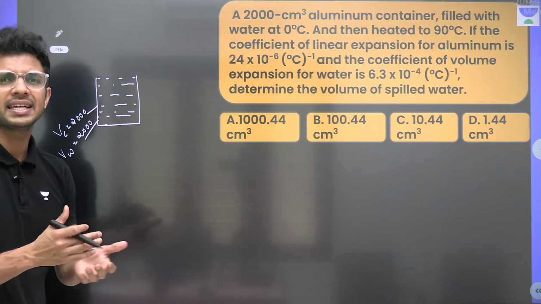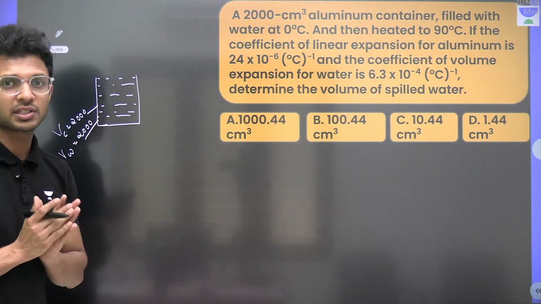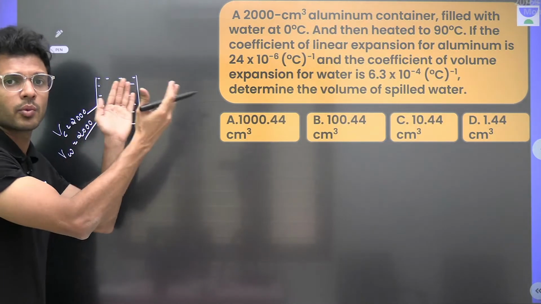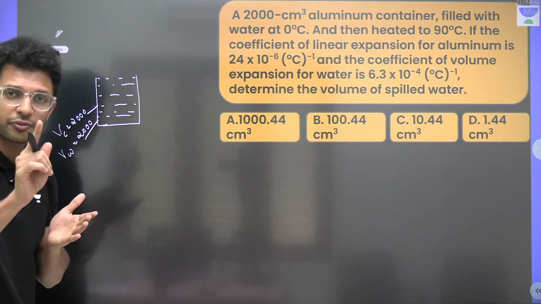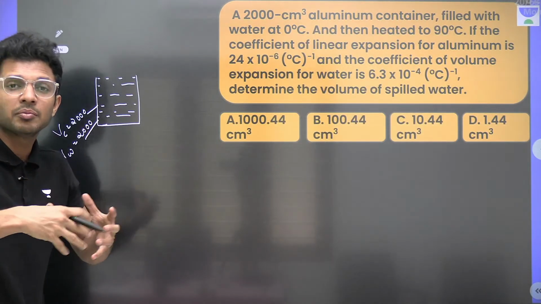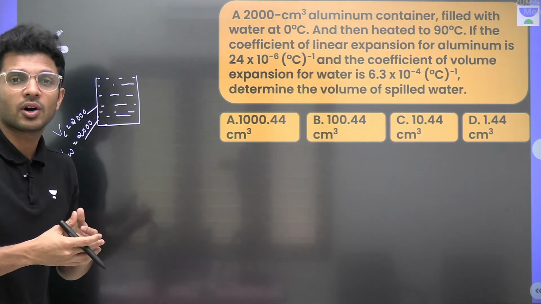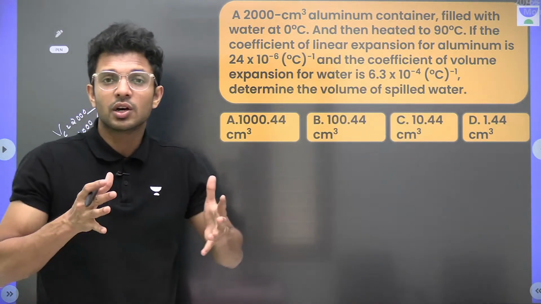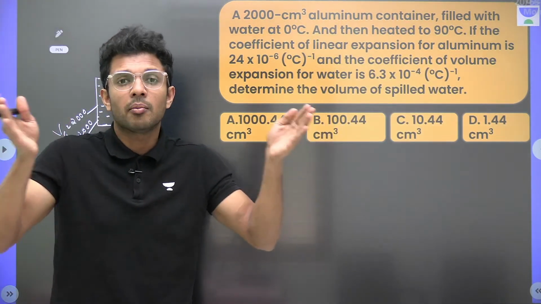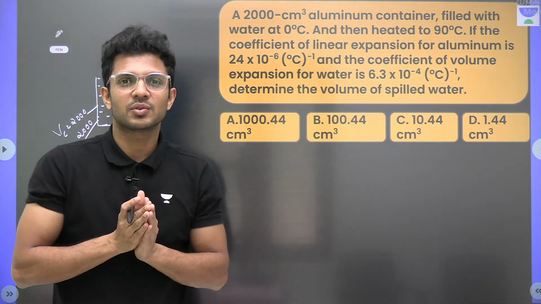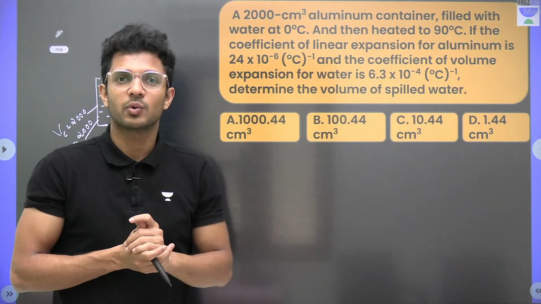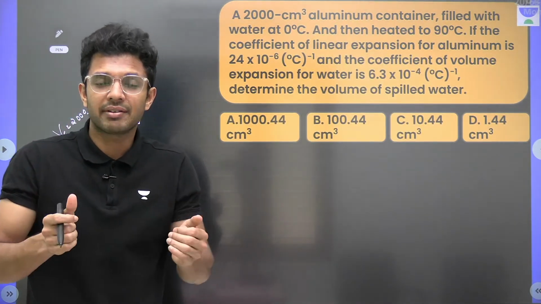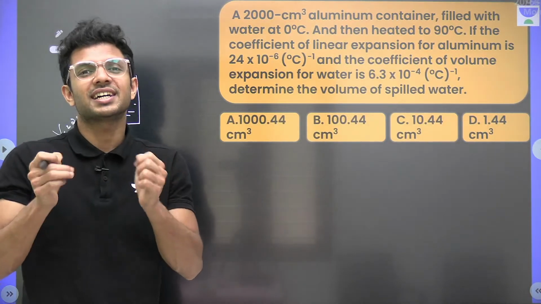How is this spilling happening? Just think of this case. During the increase of temperature, the container increases its volume and the water increases its volume. If after reaching a temperature of 90 degrees Celsius the volume of the water is more compared to the volume of the container, what will happen? Water will overflow. Why? Because the entire volume of water will not have space to stay inside the container.